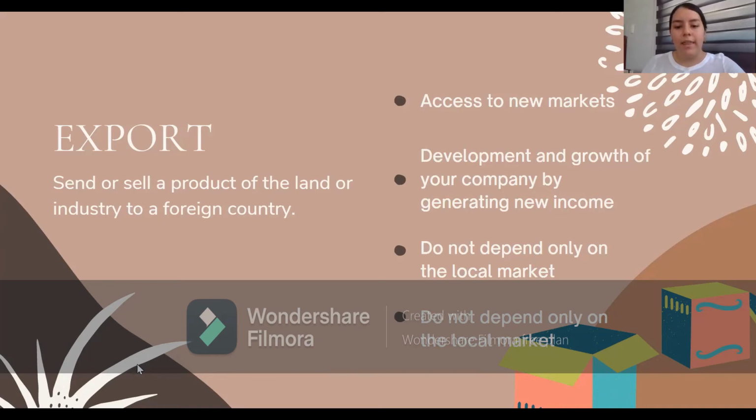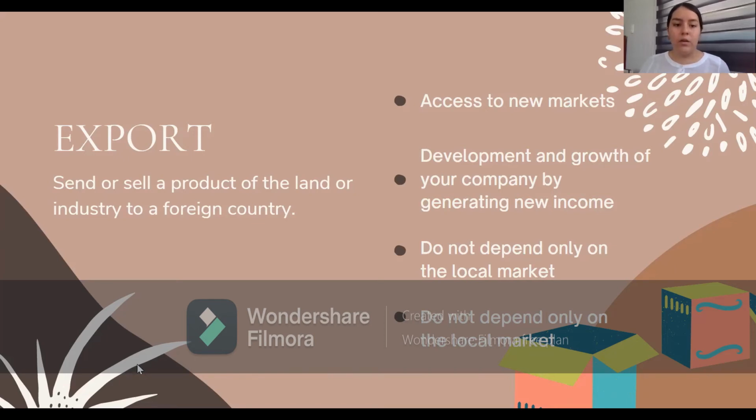And the following one is that it doesn't depend. This activity makes companies not depend only on the local market, and this is really important because sometimes we have problems in our country that could affect the demand that exists for a product or service. But if we make exportations, we are not going to fail as much as if we didn't.